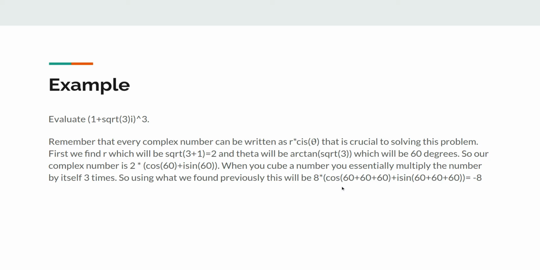So when you cube a number, you essentially multiply the number by itself 3 times. Because we talked about how if you express it as e to the i theta and you multiply 3 times, you're essentially adding the exponents. So if you multiply this 3 times, you're going to get 8 times (cosine of 60 plus 60 plus 60, plus i sine of 60 plus 60 plus 60), which is equal to negative 8, because cosine 180 is negative 1, and sine 180 is 0.